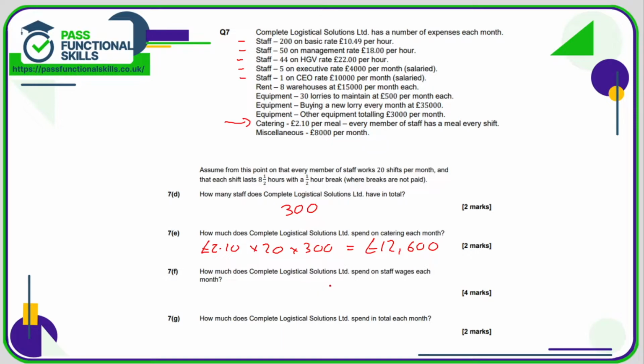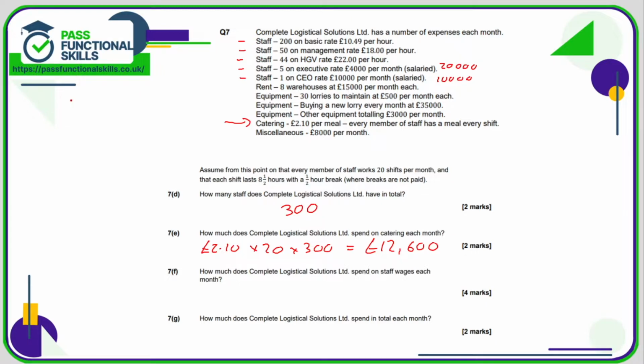F is a bit more complicated. So how much do they spend on staff wages each month? Well, it's going to be 10,000 for the CEO, and then it's going to be 5 lots of 4,000. That's 20,000. So now we have to deal with the hourly people. So we know that the shift is 8.5 hours with half an hour unpaid. So in other words, a shift is 8 hours and they work 20 per month.